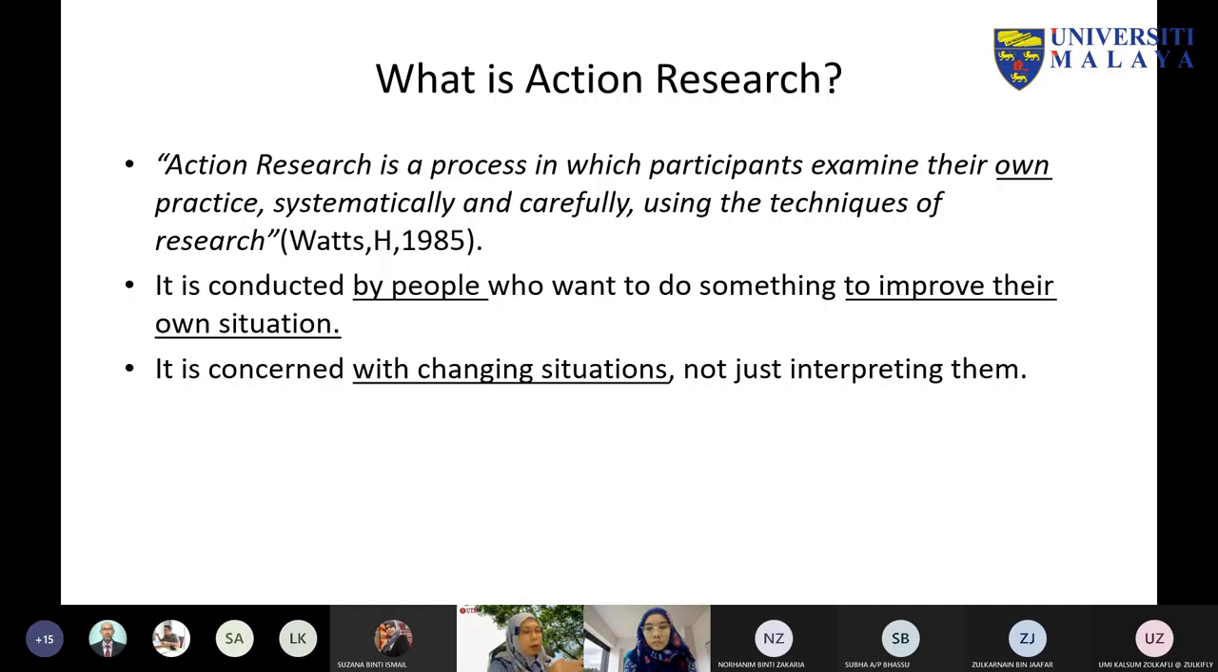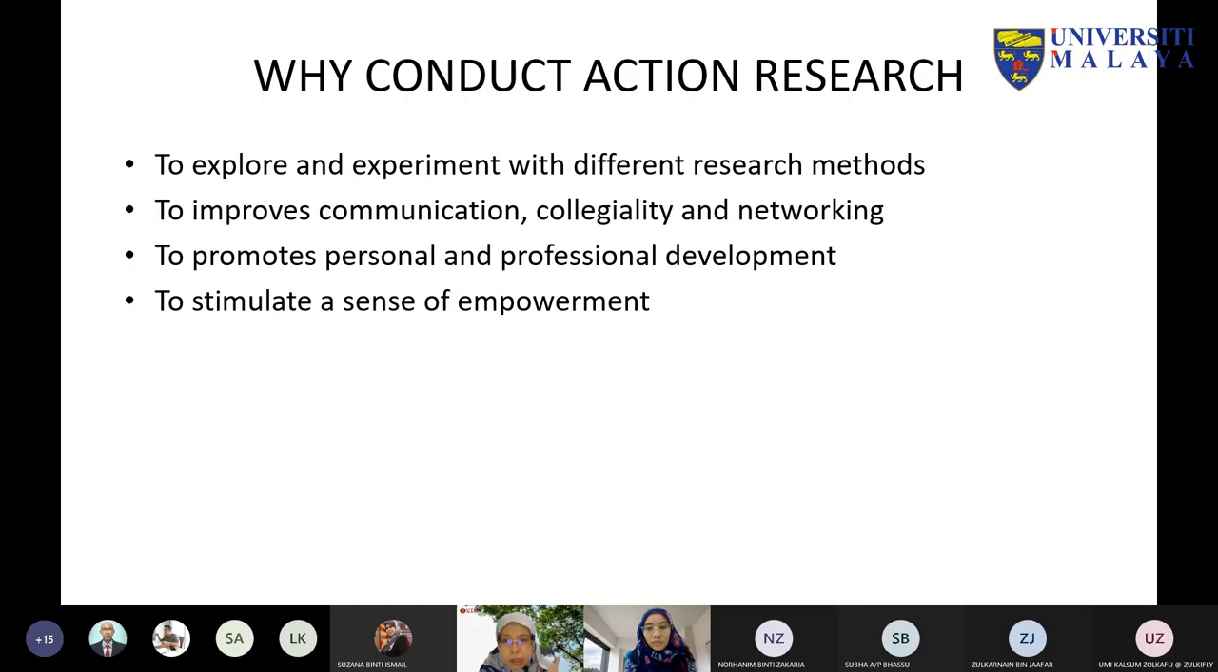So by definition, it's their own practice. Participants examine their own practice to improve their own situation. Not just interpreting, where we passively collect data and interpret as outsiders. In action research, you are involved. You're a part of it. That is number one, the significant criterion of action research. You are part of it to improve your own situation. You can make change.